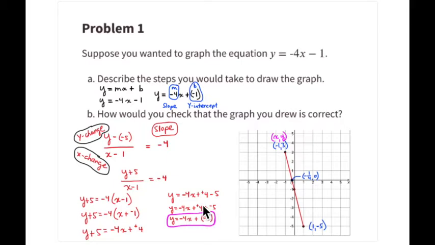And so now you combine these. +4 plus a -5 is -1. So y equals a -4x plus -1, and that is the same equation as we got up here.